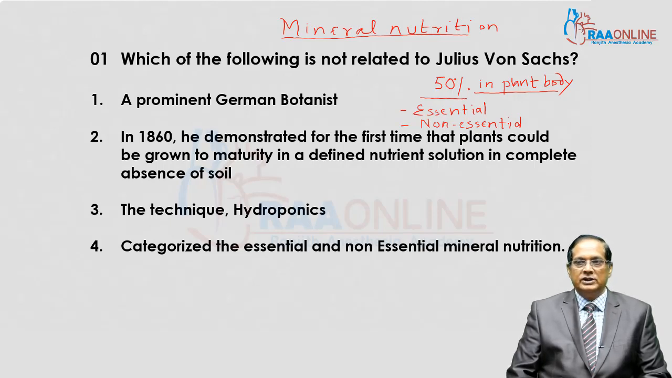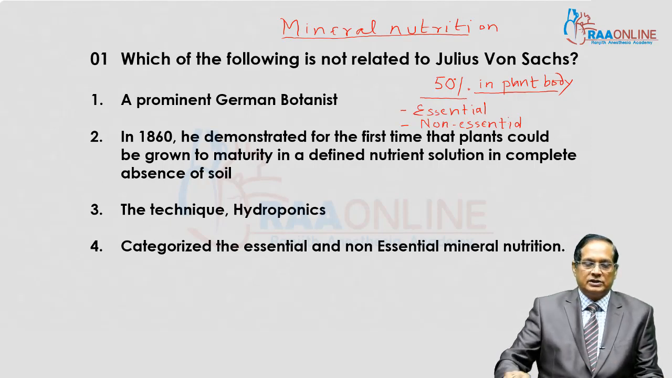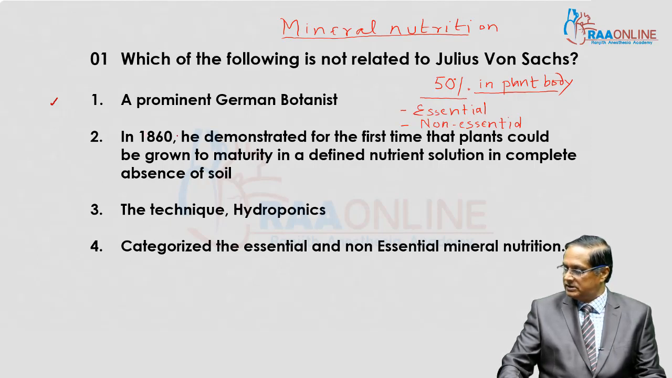Julius von Sachs is related with the involvement of minerals in the growth and development of plants. So question 1 is related with Julius von Sachs, a prominent German botanist. Yes, he is a botanist, so this is right. In 1860, he demonstrated for the first time that plants could grow to maturity in a defined nutrient solution in the absence of soil. This statement is also right.